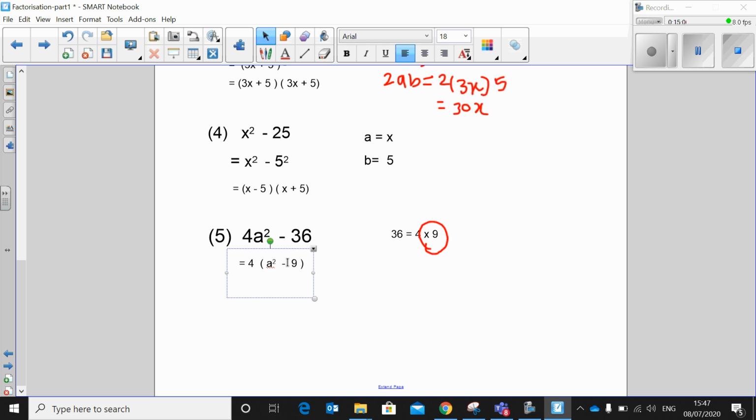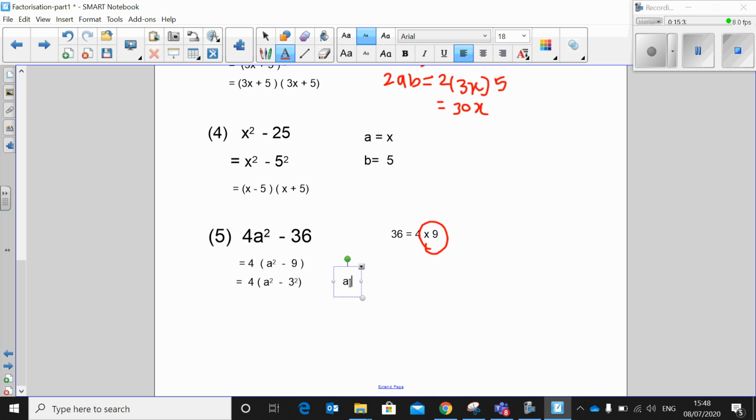Correct? Now, is it a perfect square number? Let us think. Yes, a square is a perfect square number. What about 9? Is 9 a perfect square number or not? 3 square, correct. So we will write it as 3 square. Now in this case, it is in the form of a square minus b square. So what is the value? a is equal to a and b is equal to 3. So let us write a minus b into a plus b, which is equal to 4 times a minus 3 into a plus 3.